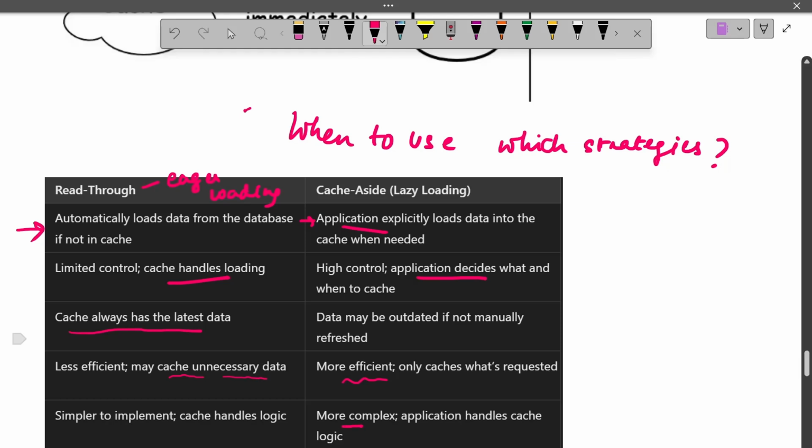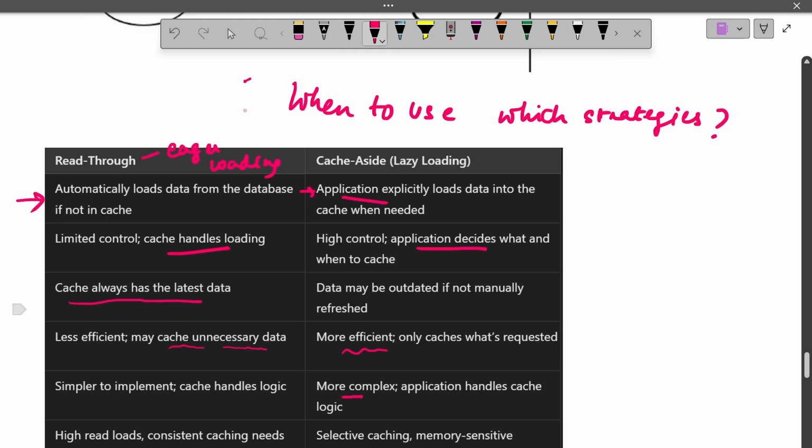Finally, in read through, wherever you have high read loads, your cache and your DB always have to be consistent. So because of high read loads and consistent caching needs, you will be using read through.